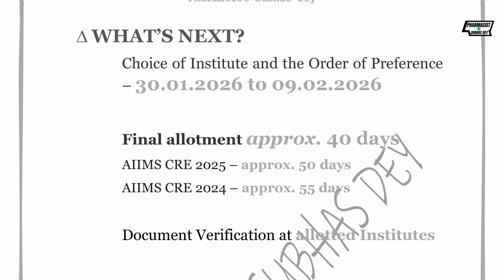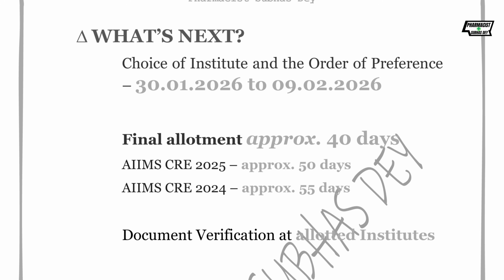Final allotment will be around 40 days after your preferences' last date of choice filling. So we can take some past references in AIIMS CRE 2025. They took like 50 days, and for 2024, which was held earlier in 2025, it took approximately 55 or 60 days.